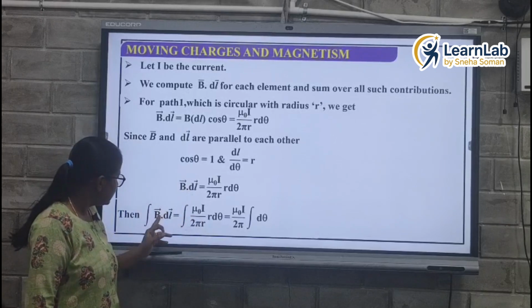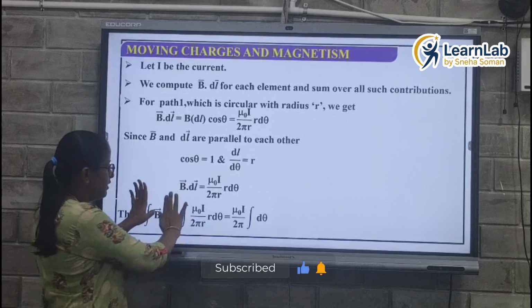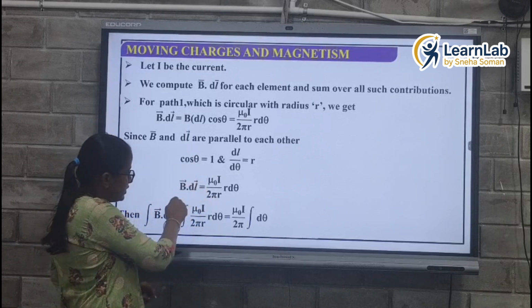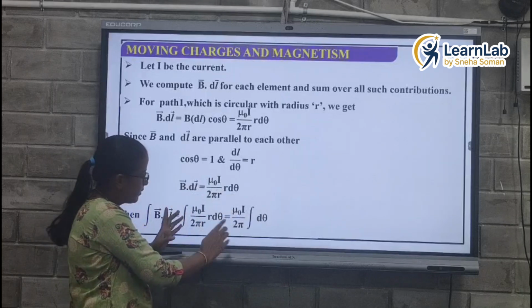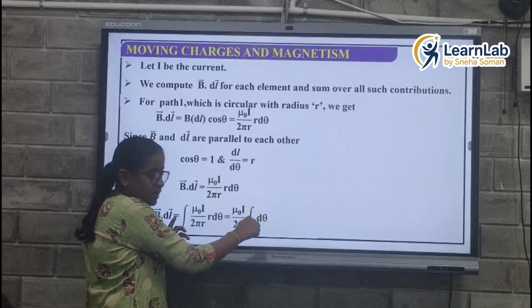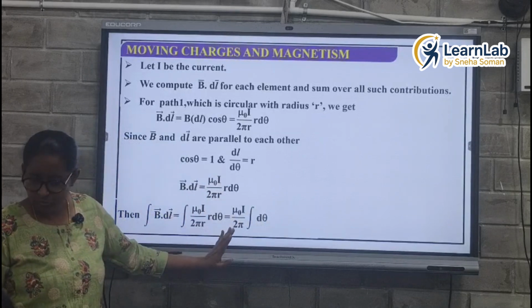So we are going to integrate B dot dl. Okay, so dl, so we will integrate on both the sides. So integrating here and integrating here, constants you take it out, and we are going to integrate only d theta. Okay, clear up to this?